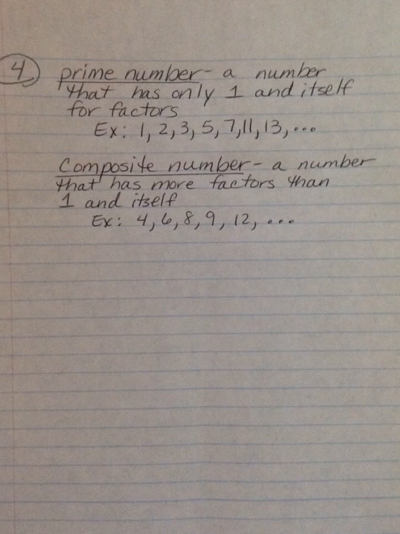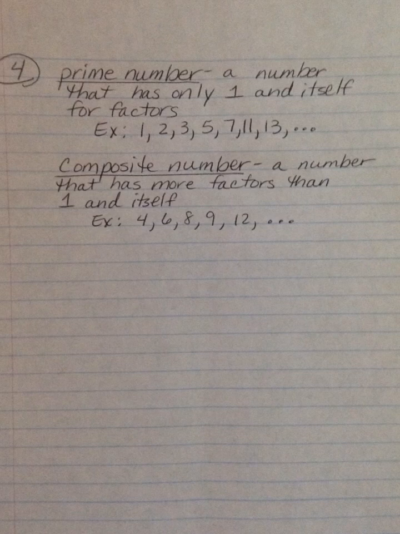2, because you can only multiply 1 times 2 to get 2. 3, because you can only multiply 1 times 3 to get 3. 5, because you can only multiply 1 times 5 to get 5, and so on. And you could go on forever finding prime numbers. But the idea is that the only factors they have are 1 and themselves for prime numbers.